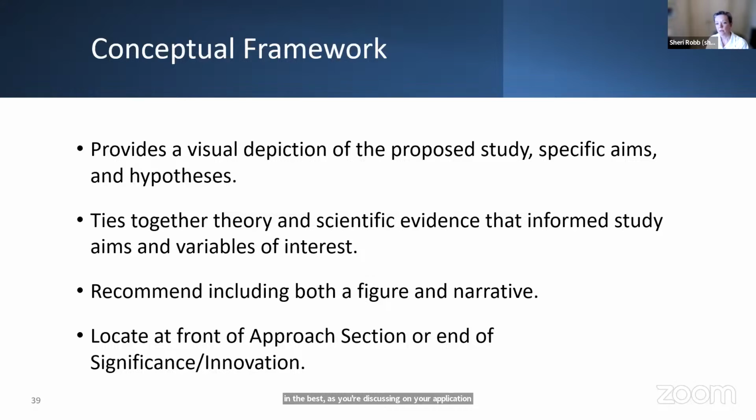The reason why conceptual frameworks are so important and can be helpful to your grant submission is they provide a visual depiction of your proposed study and specific aims as well as hypotheses. Oftentimes they tie together both theory and scientific evidence that is informing your study aims and your variables of interest. And I really recommend that you include both a figure and then a narrative that really takes the reviewer through your figure and helps pull your whole proposal together.